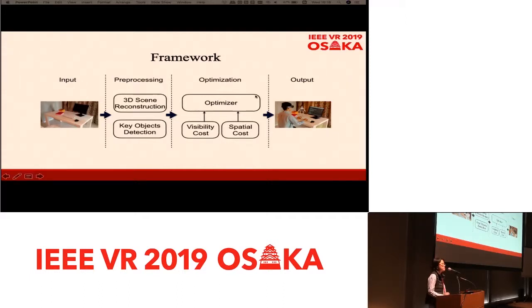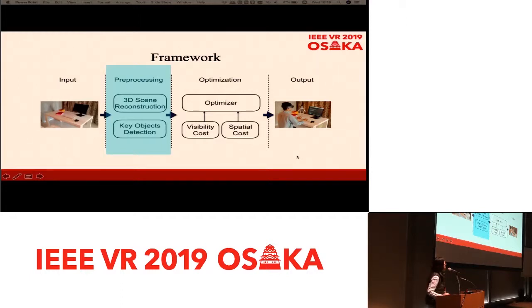To obtain the semantics of the scene, we first reconstruct a 3D model of the scene, and then we run some object detectors to find some key objects in the scene. The key objects here refer to some items which are relevant to the user's interactions, such as sofa, TV, laptop, and something like that. Then we design an optimizer to search for an optimal location and orientation for the agent.